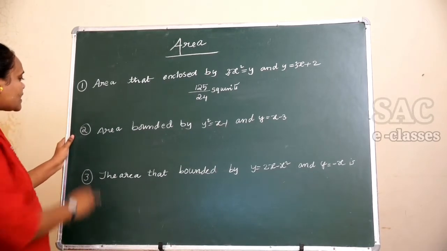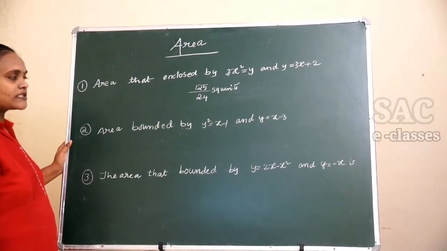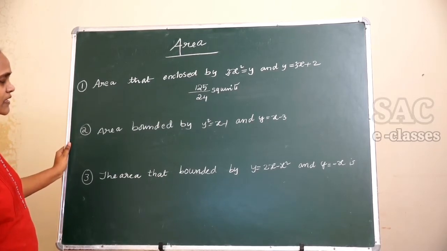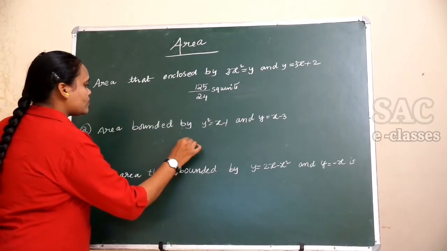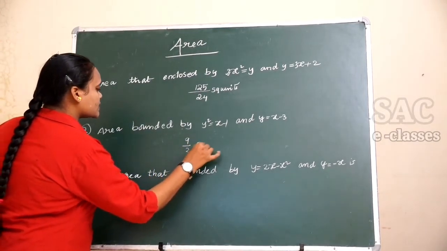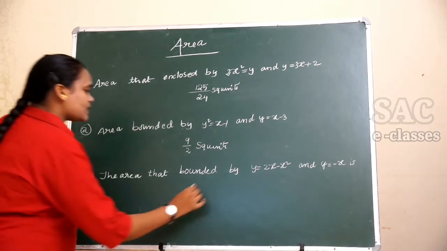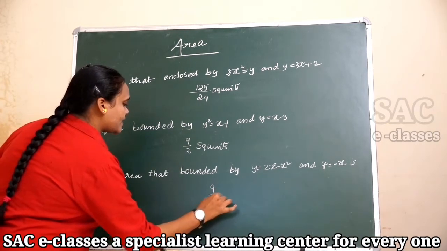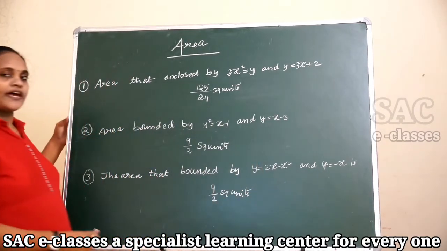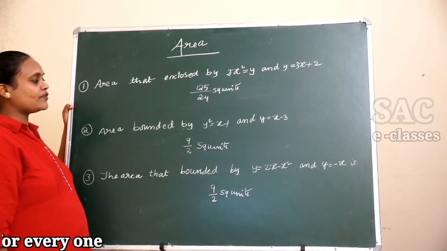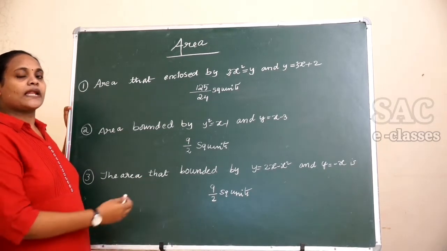And what is the area bounded by y² = x − 1 and y = x − 3? Its value is 9 by 2 square units. And the area bounded by y = 2x − x² and y = −2x is also 9 by 2 square units. Yes, I have given the answers in less than 3 seconds. But in what way can you find this with the help of a trick?